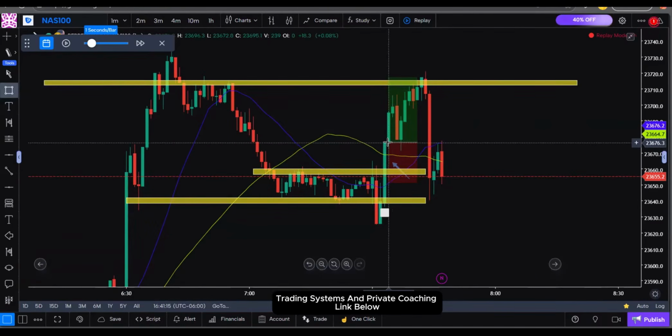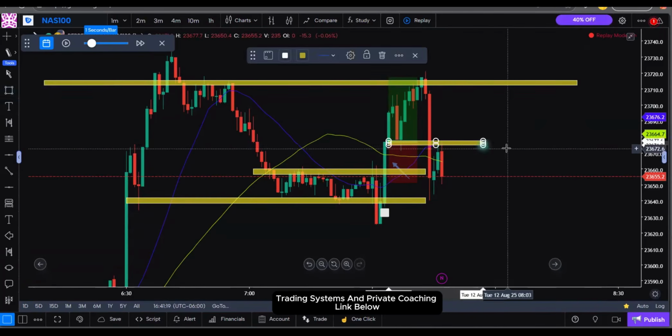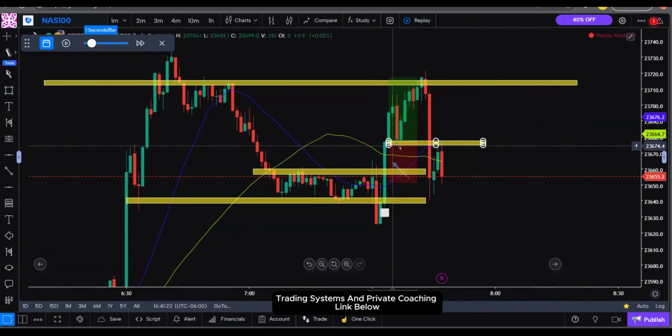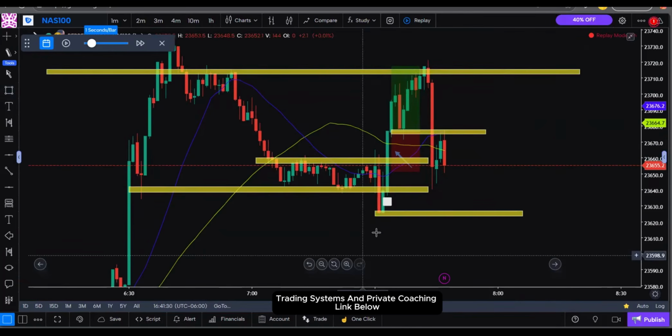Remember, guys, that you have to be drawing the new levels that are being created, just like this one right here. And this one right here was the new support. Okay guys, so now we can take our sell entry.